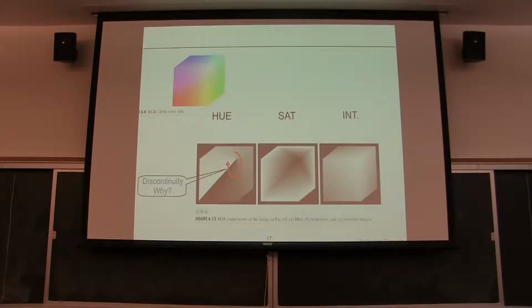Now, I pointed to something here. If you look at the hue, it looks kind of funny. It has a very sharp discontinuity at that corner. Can you figure out why that is happening? Yes? On the equation, it's piecewise. That's where it jumps from the other. It's not piecewise. It's when the blue is greater than blue.